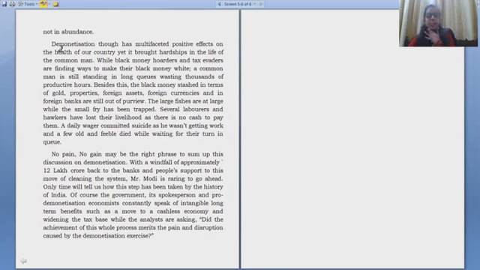Demonetization, though, has multifaceted positive effects on the health of the country, yet it brought hardships in the life of the common man. Definitely, yes. You know, the demonetization was good for some, but at the same time, it was a hardship. It was a difficult situation for a common person. While black money holders and tax evaders are finding ways to make their black money white, a common man is still standing in the long queues, wasting thousands of productive hours, right?